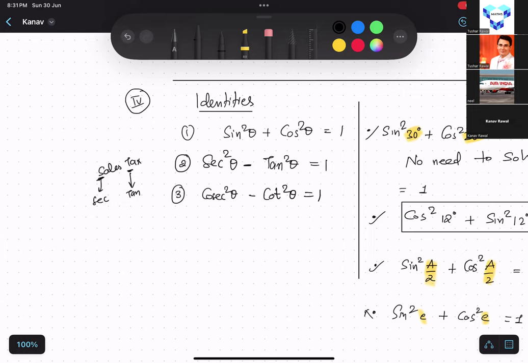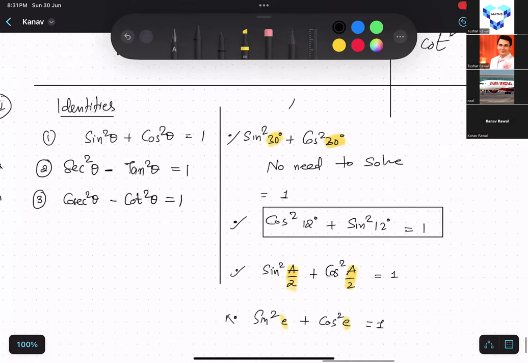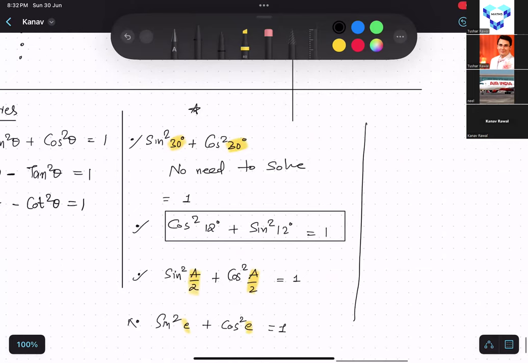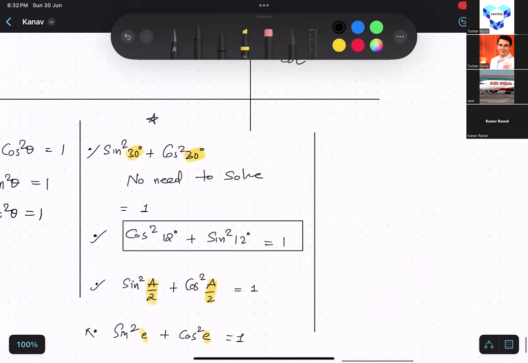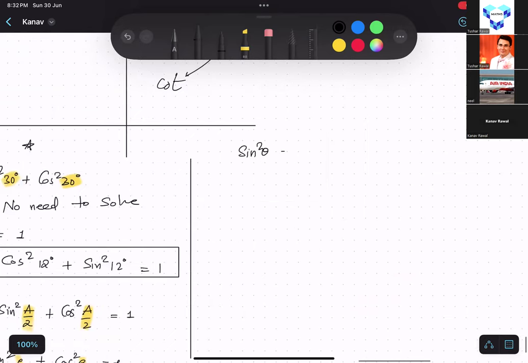Understood? Now, the important part was this thing. This was important to understand. Another thing which is important to understand, now I'm going to show it to you. Sine square theta plus cos square theta equals to 1, that everybody knows. But other forms are also important. Let me just shift this cos square theta to the other side. So what will happen? Sine square theta equals 1 minus cos square theta. This is very important. Another form.